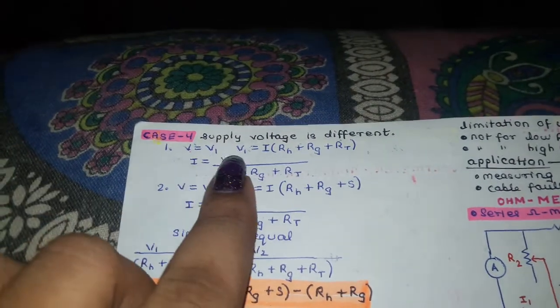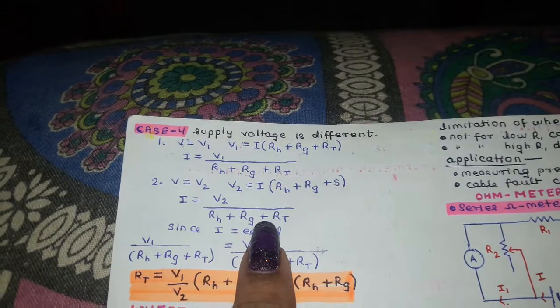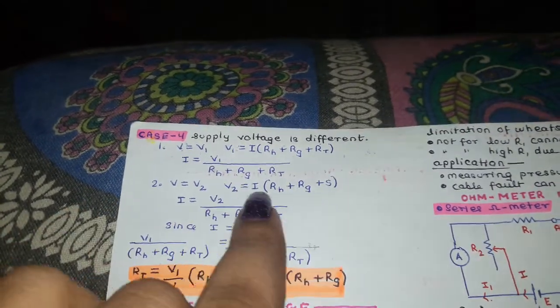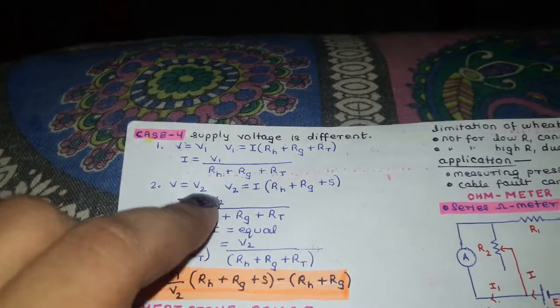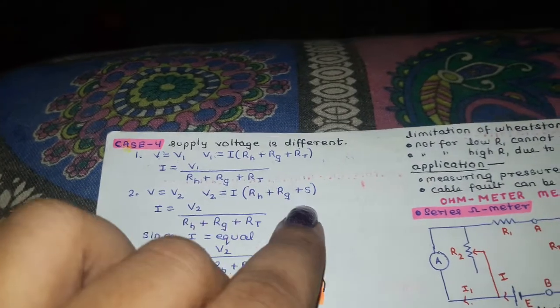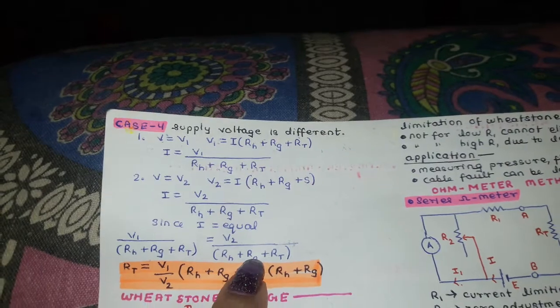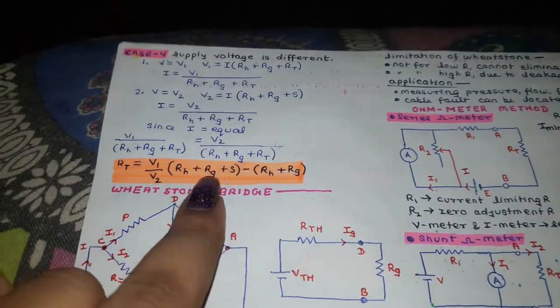Voltage 1 is given by this particular formula and voltage 2 is given by this particular formula. The current, however, is the same. Why? Because the value of resistances doesn't change. So no matter what, if you change the voltage, the value of resistance doesn't change, hence the current through those resistances will not change as well. So we equate both of these equations, and this is our required formula for the unknown resistance.